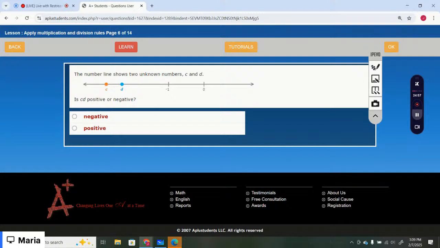The number line shows two unknown numbers C and D. Both the numbers are negative. The product of two negative numbers is always positive. Option number two is the correct option.